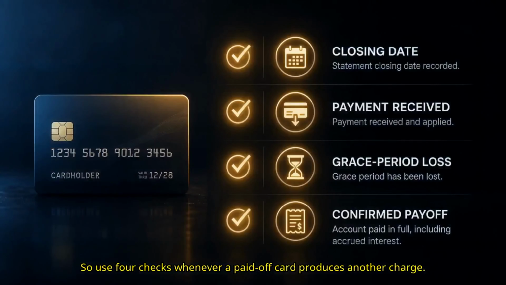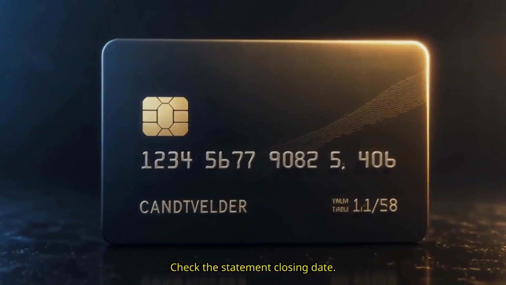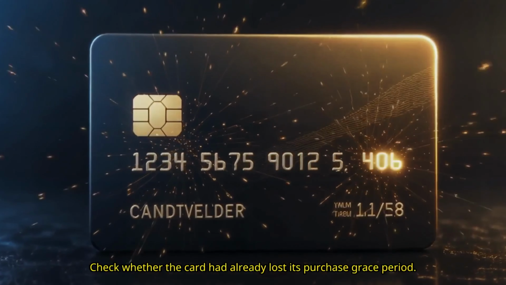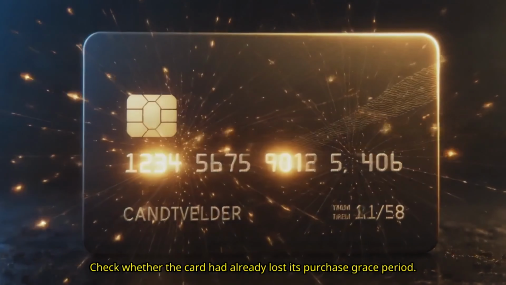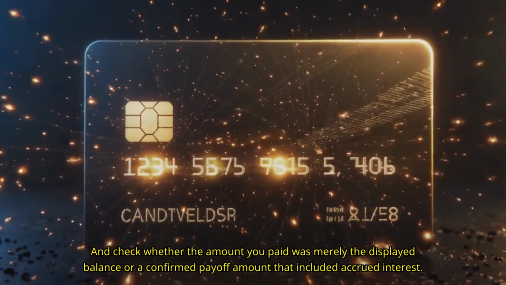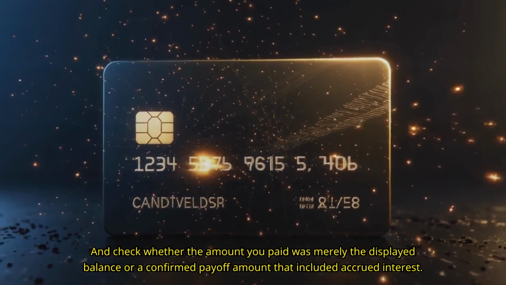So use 4 checks whenever a paid-off card produces another charge. Check the statement closing date. Check when the issuer received the payment. Check whether the card had already lost its purchase grace period. And check whether the amount you paid was merely the displayed balance or a confirmed payoff amount that included accrued interest.